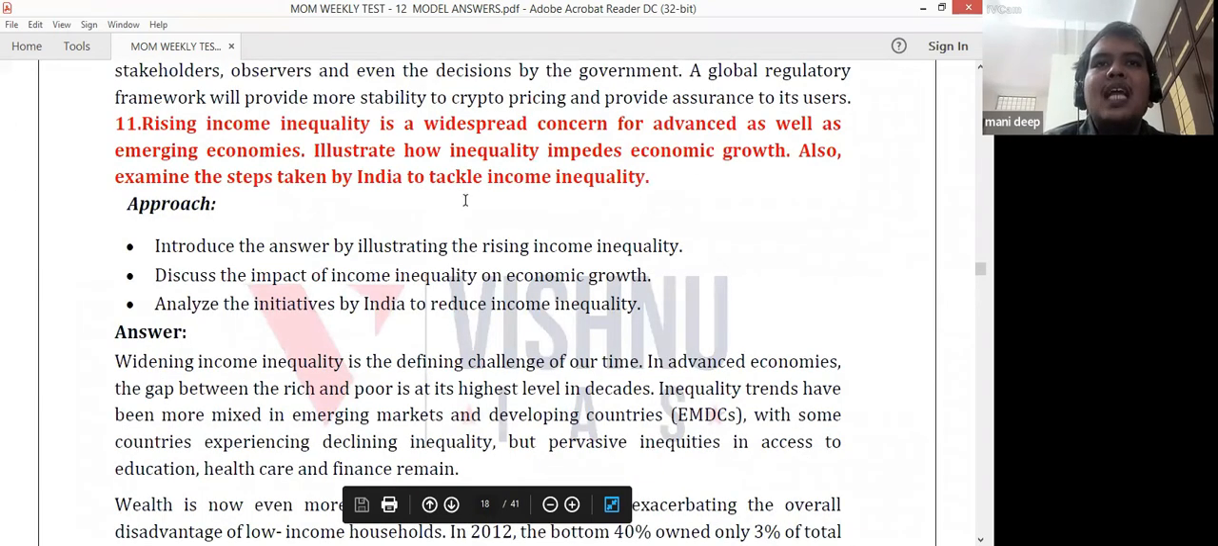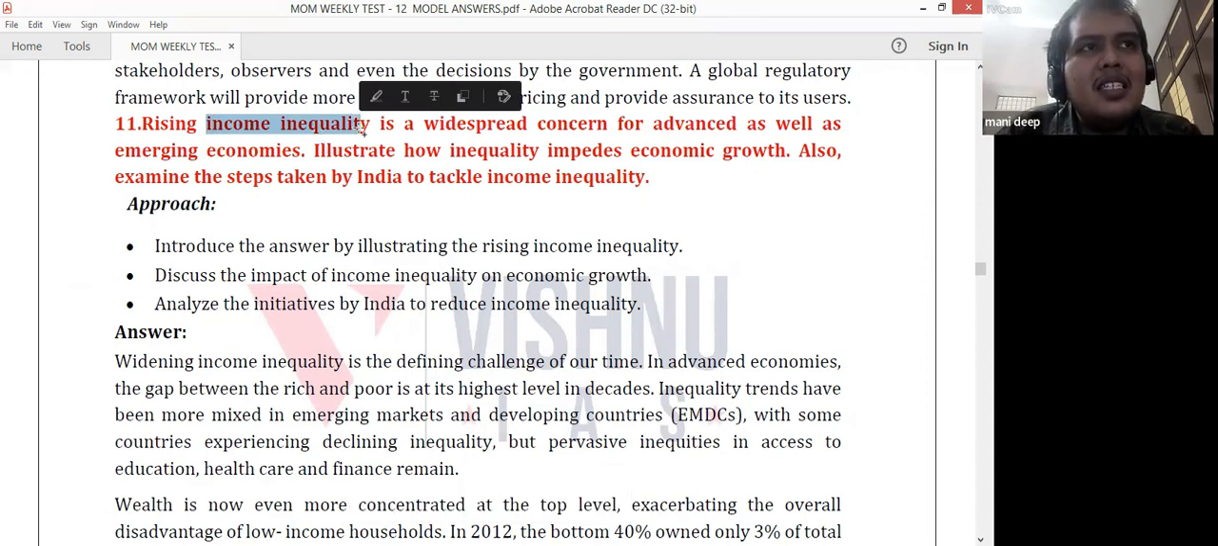Next question is regarding the inequality. So in income inequality, you can write about wealth inequalities. There is this Oxfam report, which says that the top 1% in the world takes over around 30% of entire wealth, and the top 10% in India is taking around 57% of entire wealth. These are the facts that you should mention in the introduction.